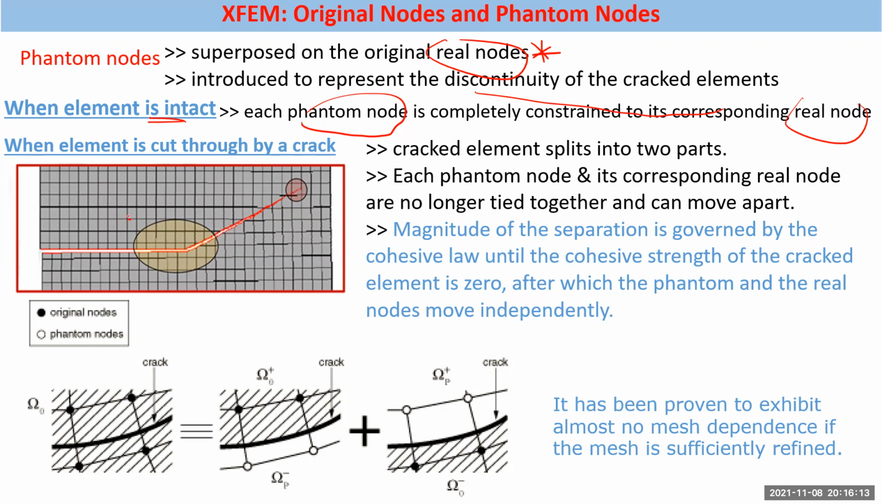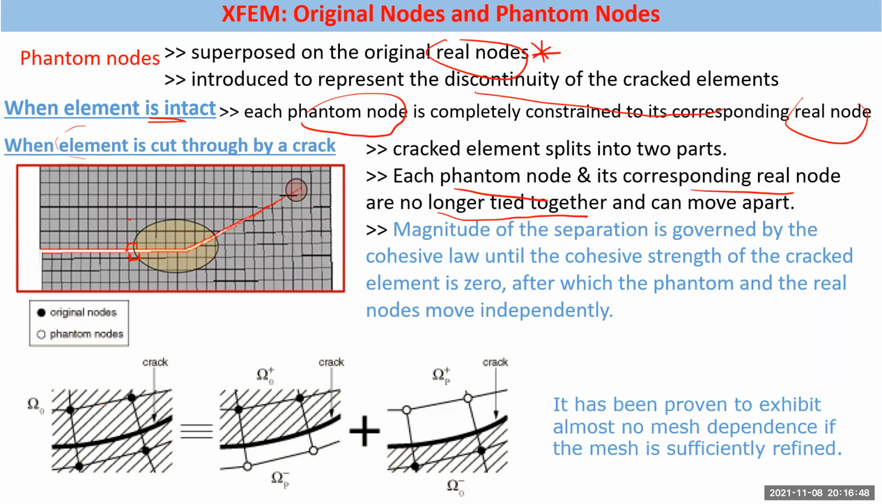But when the element is cut through by a crack, say, for example, this particular element, half of this element is here, half of this element is here. That particular element is now cut through by a crack. When that happens, each phantom node and its corresponding real node can move away from each other. They don't need to be tied together. So you have phantom nodes and real nodes moving away. That's how the discontinuity is modeled.